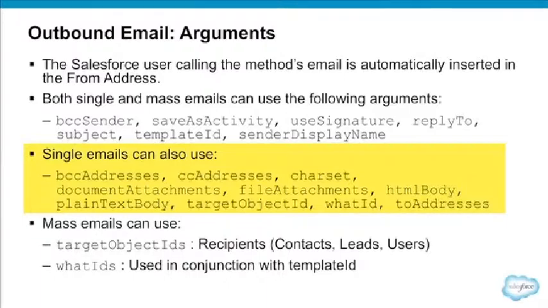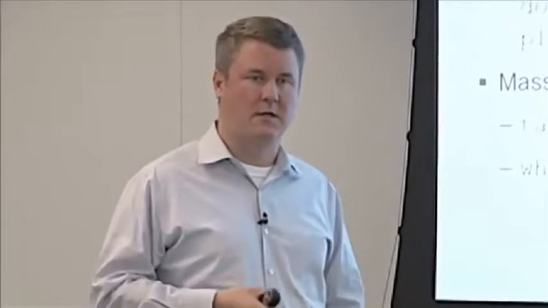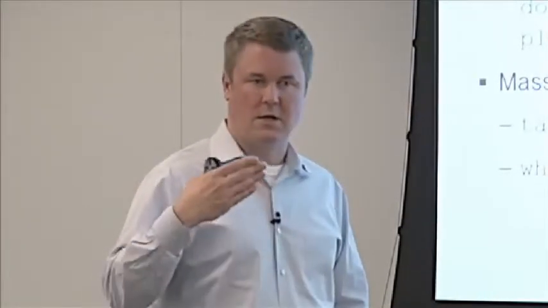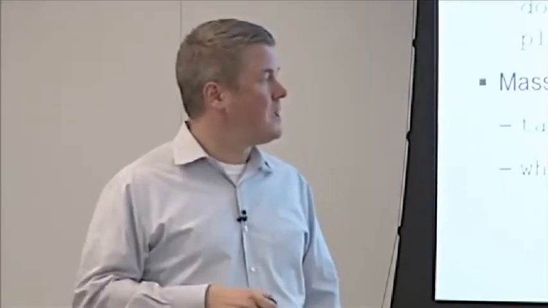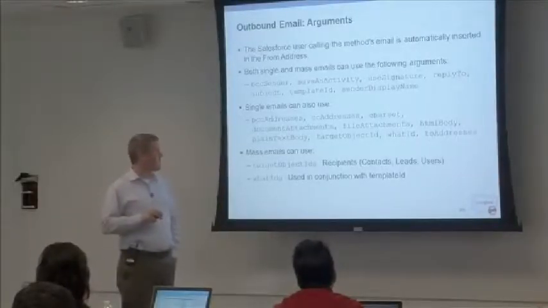Now there's a few important options down here. There's the target object ID, the what ID, and then to addresses. So to addresses are strings. So if I wanted to send a single email message to Barack Obama at whitehouse.gov, what I would do is I would set the to address to the string Barack Obama at whitehouse.gov. Okay? Now the alternative to that is the target object ID.